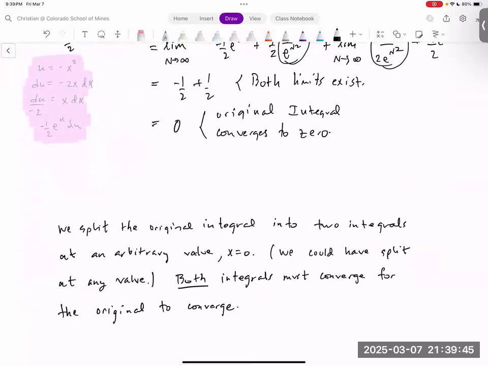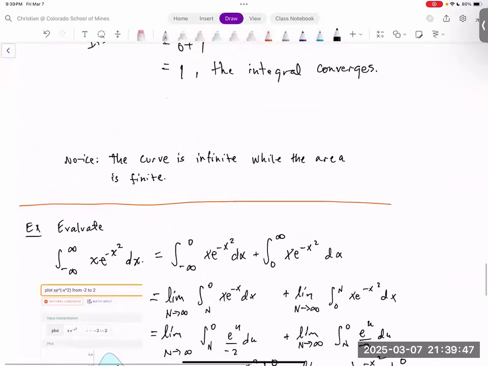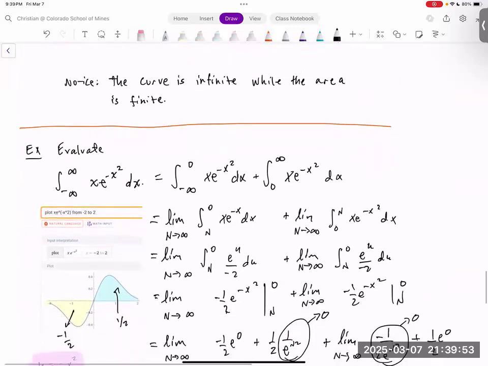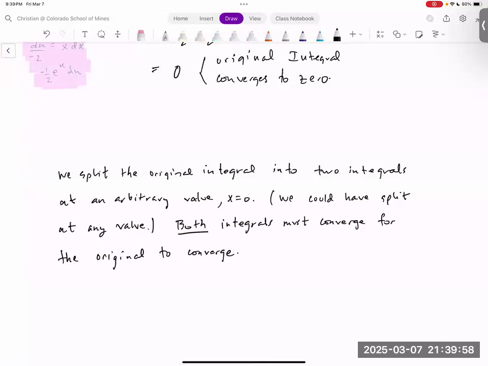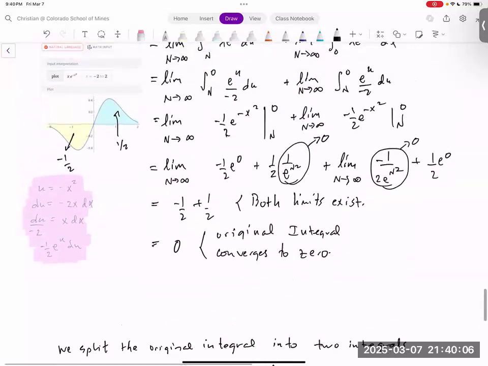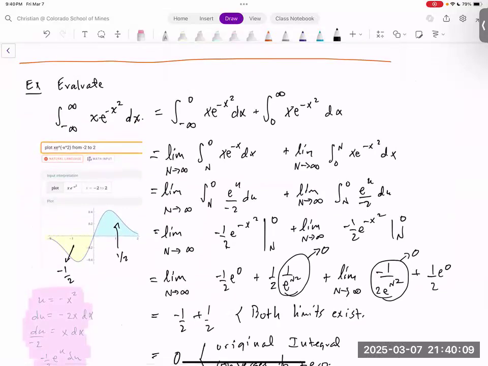All right, again, to just summarize that, we split our original integral into 2 integrals. Doesn't matter how we split them. If we split it at 0, or if we split it at 1 or 2 or 3 or negative 5, doesn't matter. Just splitting it at 0 makes it easier to calculate. So we split the original into 2 integrals at an arbitrary value, and then both integrals must converge for the original to converge, and that happened. All right. Up next, we'll look at another improper integral or 2, and then we'll move into improper integrals where the integrand is unbounded.